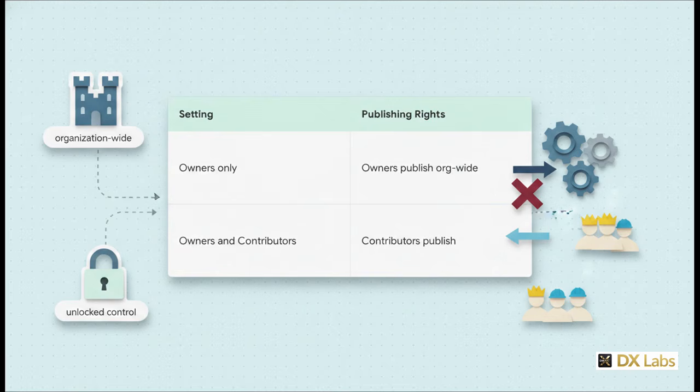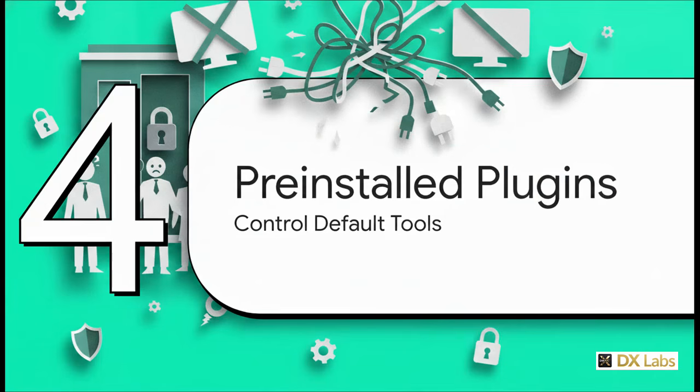If you set it to owners and contributors, contributors can also publish plugins to the entire organization. The security reality here, though, is a bit of a balancing act. Even if you let contributors add plugins for their own personal sessions, a security architect usually keeps the organization scope setting strictly at owners only. By doing this, the owner retains the final say on exactly which tools graduate to organization-wide availability after they've passed all the necessary testing.